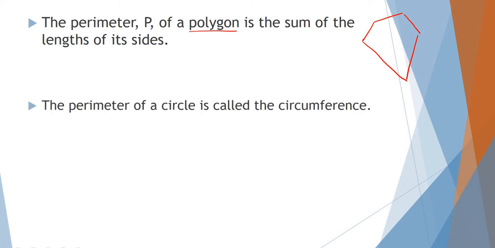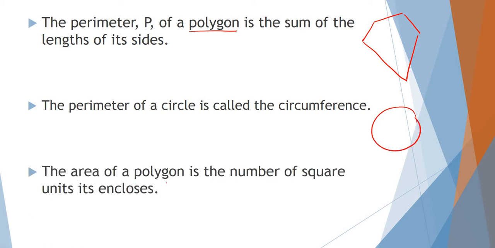The perimeter of a circle is called the circumference, and I know you've all done circumference before. And the area of a polygon is the number of square units it encloses. The same actually holds true for a circle, or any other shape for that matter: the area is the number of square units that it encloses.